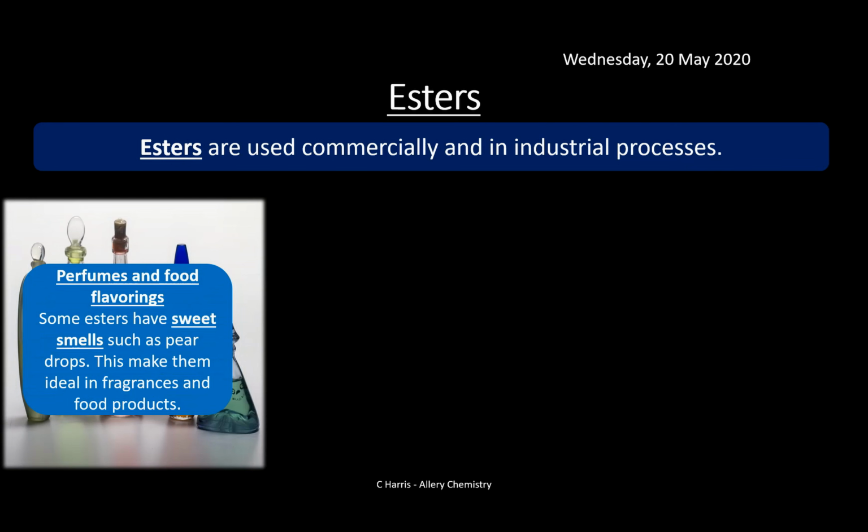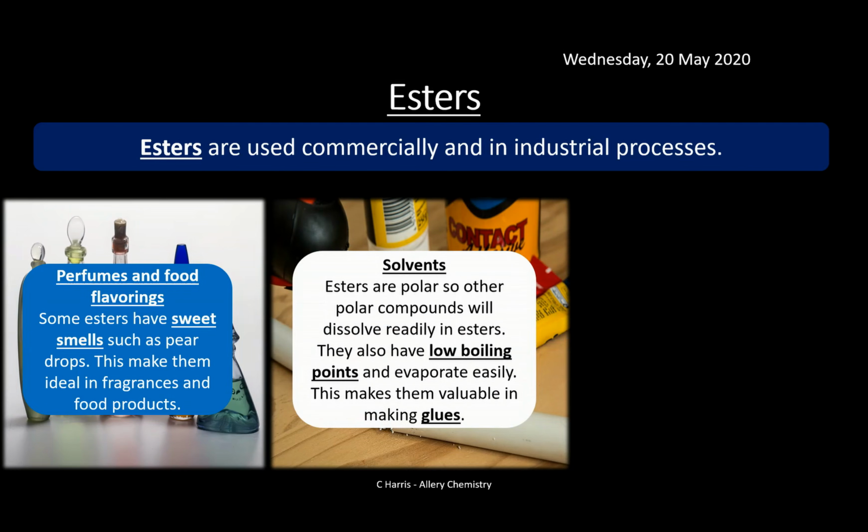Some esters have a sweet smell. If you've ever made esters at school or college, then you'll know that they have a distinct smell. Some of them smell really horrible, like rancid sick or rancid butter. Some of them smell nice, like pear drops. That's a classic sign of an ester. Obviously, it depends on what alcohol and what carboxylic acid you're reacting. This makes them ideal to be used in the perfume industry, the fragrances, and the food industry as well. Like I say, in the food industry, they are classed as E numbers. They're also used in solvents as well.